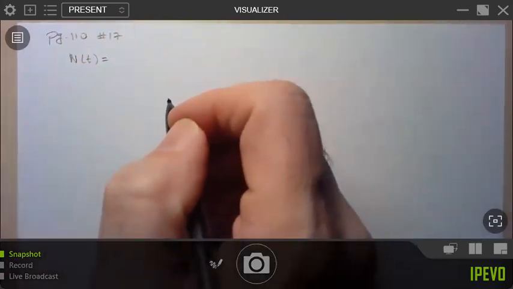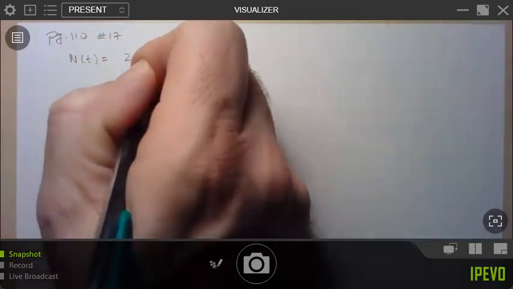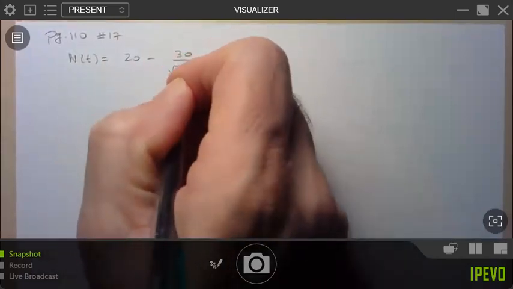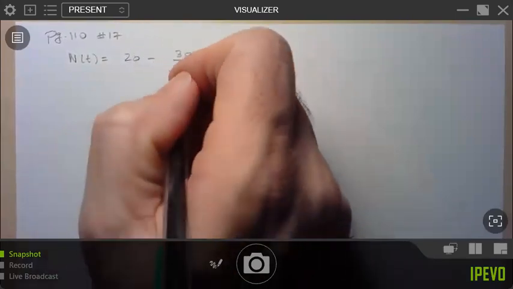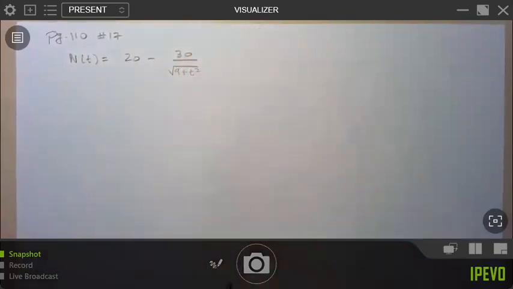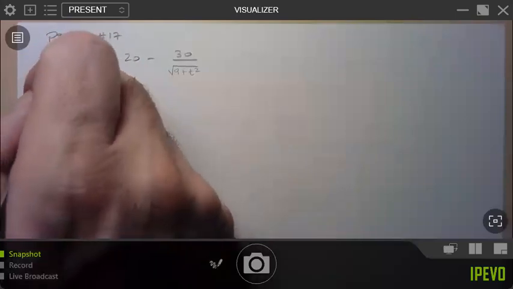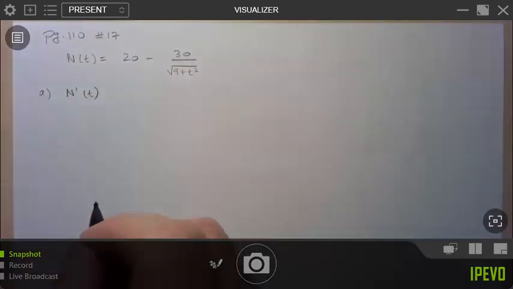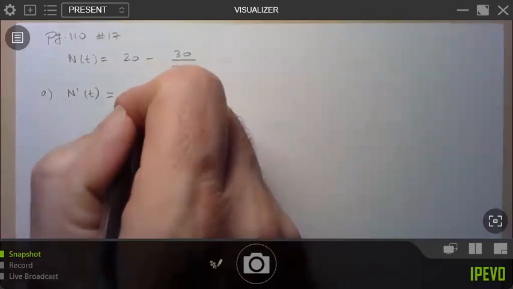So n of t is given by 20 minus 30 over the square root of 9 plus t squared. Okay, so the first thing we have to do here is just find the derivative. That's what they want us to do in A. So here, the derivative, and again, we assume it's with respect to t, because that's the variable in the equation. Okay, and now here, pretty easy, because the derivative of 20 is just 0.